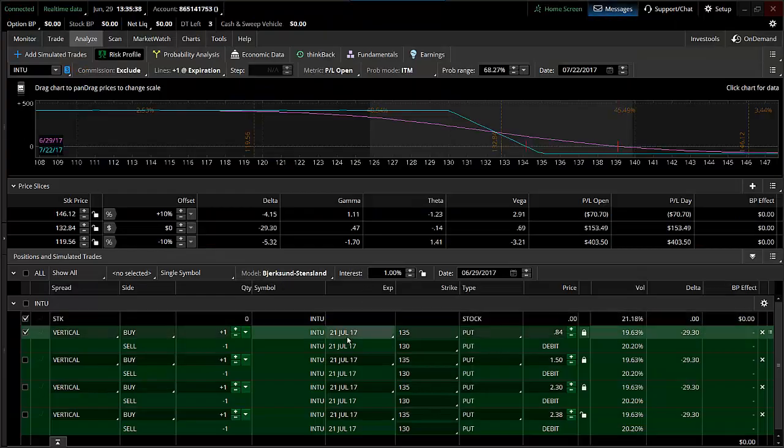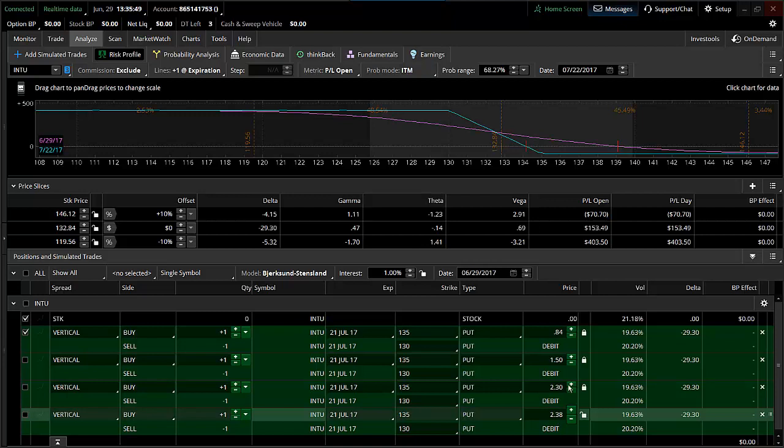So you can see the trade set up on Monday was the July 21 monthly 135, 130 vertical put debit spread, paid 84 cents. And you can see right now it's currently trading at 238. So it's up over $150 per spread.